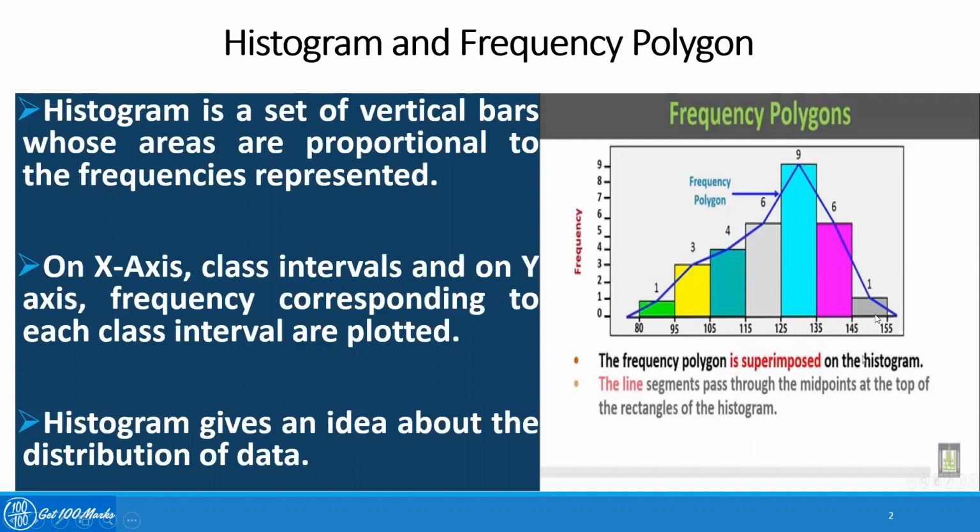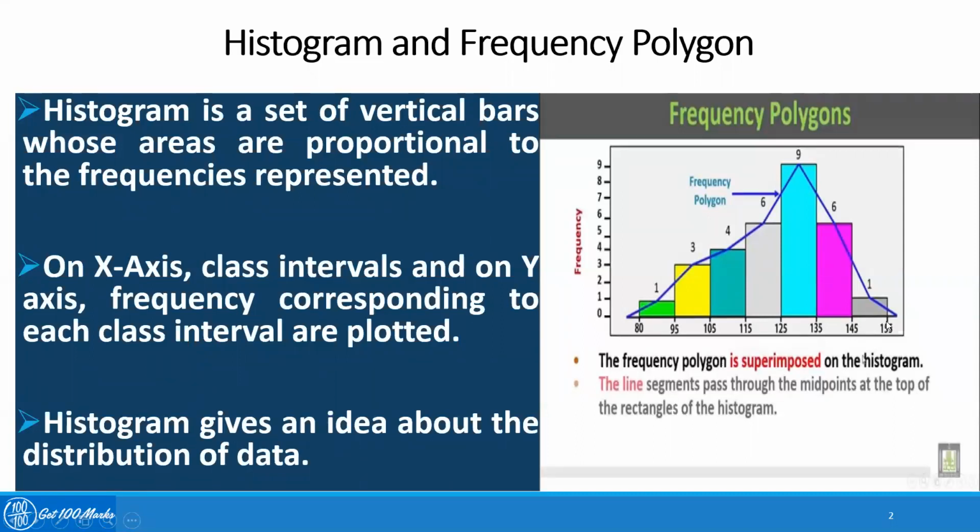In my right side diagram, I have added one picture of a histogram where you can see 80 to 95 the frequency is 1, 95 to 105 the frequency is 3, 105 to 115 the frequency is 4. Similarly, I have drawn the entire histogram.